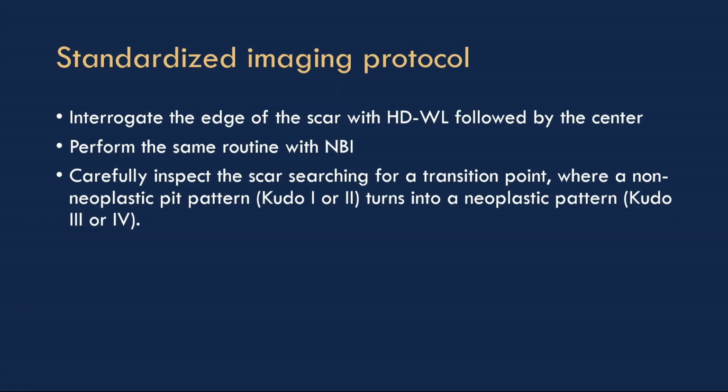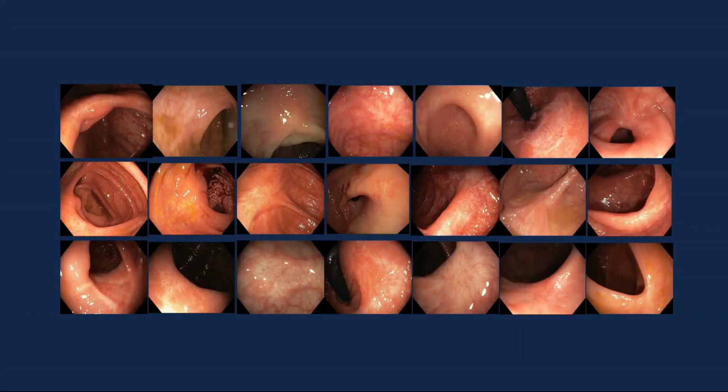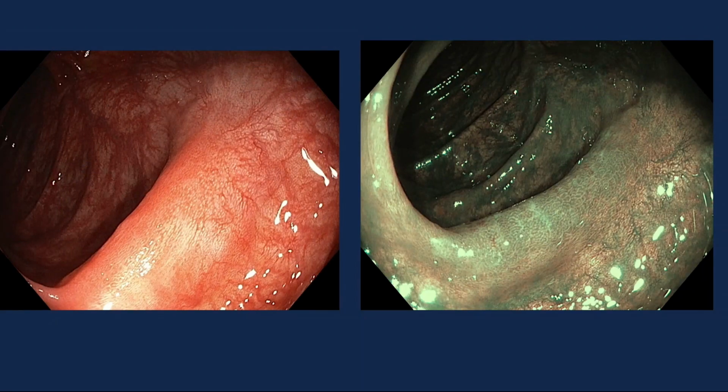But we do need the NBI as well to detect flat recurrences. These images are quite small. This is a bit better. Nice images of scars in high definition white light and NBI. What we can see here, for everybody who's familiar with scars, is that the fold is not nicely circular anymore. This is because of fibrosis due to the scar formation.